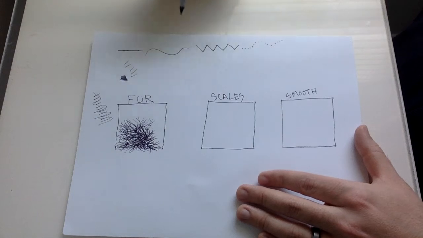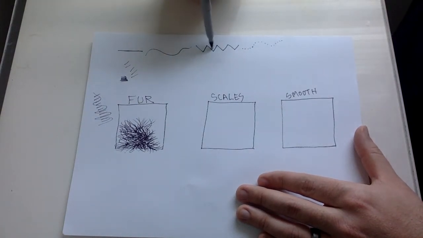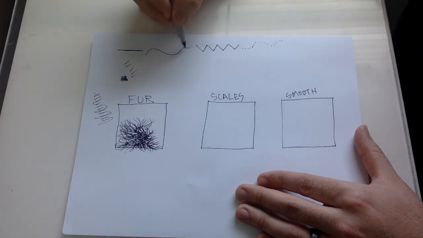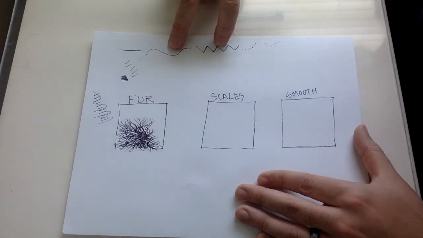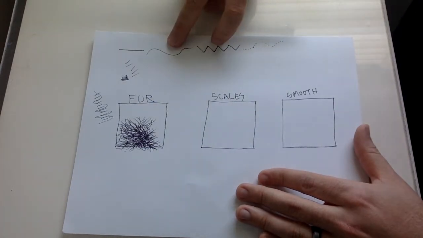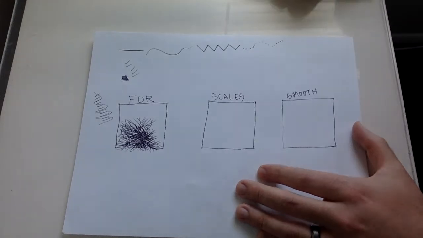Now, scales. I'm going to use a series of zigzags, but some of those zigzags are going to be curved. So we're really looking at only these two types of lines when we draw our scales. If we think of it that way, it really does simplify things. So here's what we're going to do.